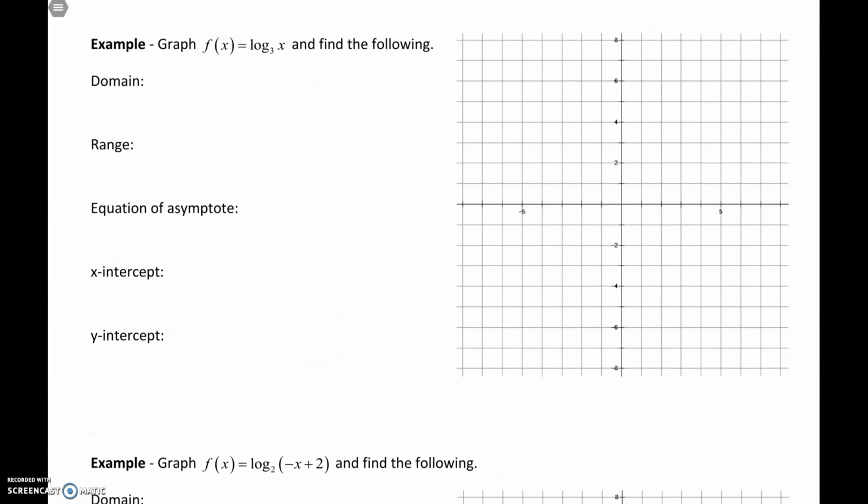Or point plot with a logarithmic function if you want, I guess. All right, so let's graph another one. Let's graph y equals log base 3 of x.